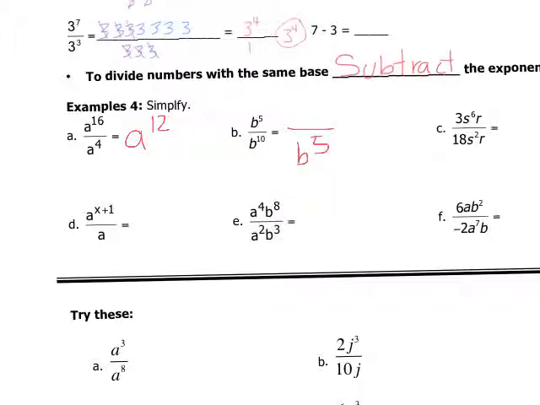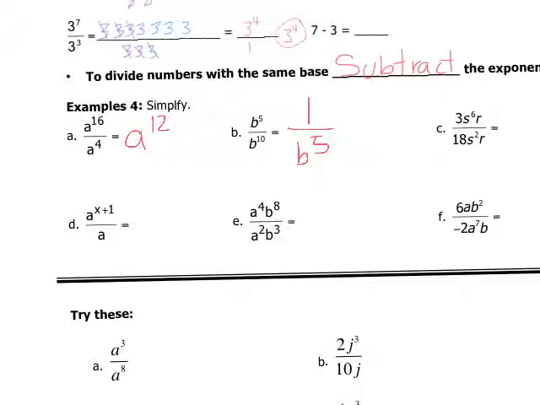What would I be left with on top? A 1. Now, can I just get rid of my 1 and leave this as B to the 5th? No, 1/2 is definitely not the same as 2, right? We use the same logic here. 1 over B to the 5th is not the same as B to the 5th. So the moral to the story is: my bigger exponent is on the bottom, so that's where my simplified exponent needs to go.